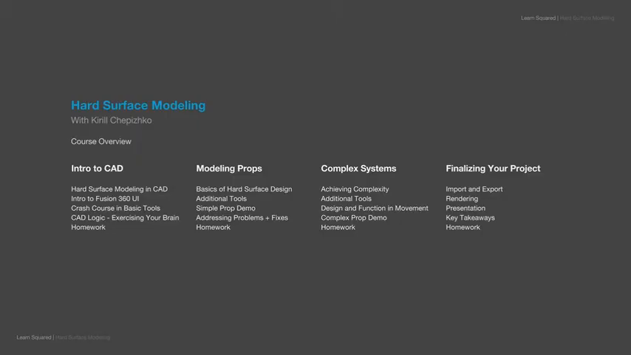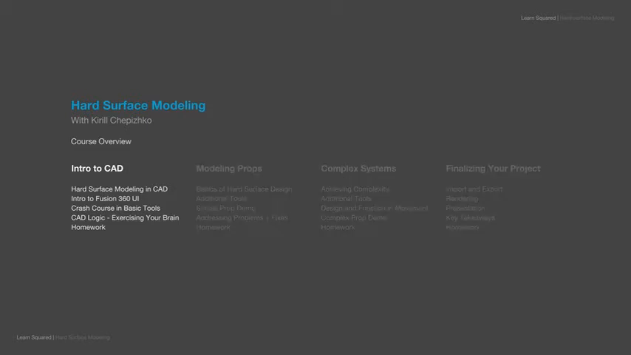In order to help you understand the structure of the class and get the best out of it, I'm going to give you a brief course overview. As you can see, this class consists of 4 lessons. In lesson number 1, we're mostly talking about what is CAD and what is hard surface. I'm also going to give you a very quick introduction to Fusion 360 user interface, show you around, and we're going to be talking about the very basic tools, pretty much the bare minimum, the set of tools that you will be using every day for modeling hard surface.